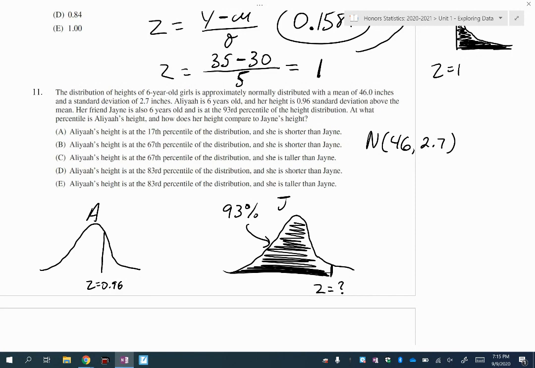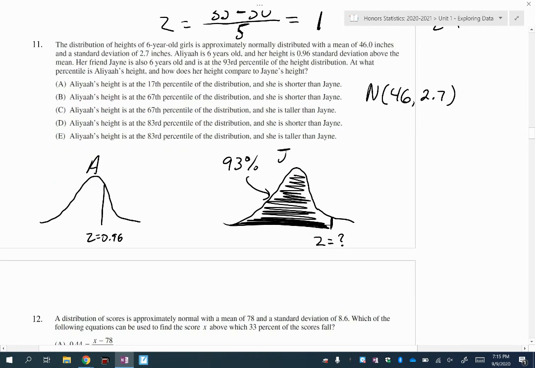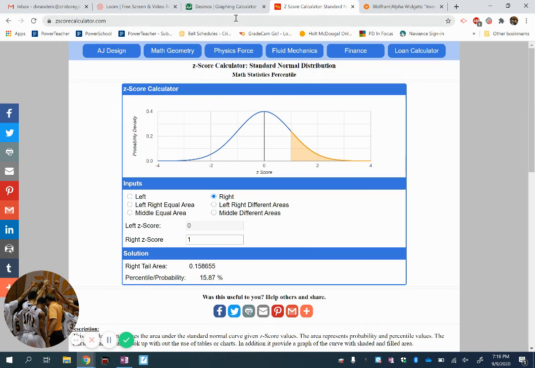All right, now it says, at what percentile is Aaliyah's height, and how does her height compare to Jane's? So we've got a couple of things we can do here to find the answer. The first thing I can do is find how much area is to the left of this z-score. So I'm going to use my z-score calculator and find what percentile Aaliyah's height is, with that z-score of 0.96.